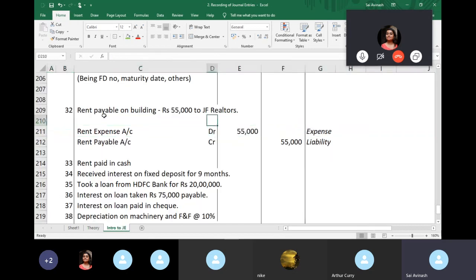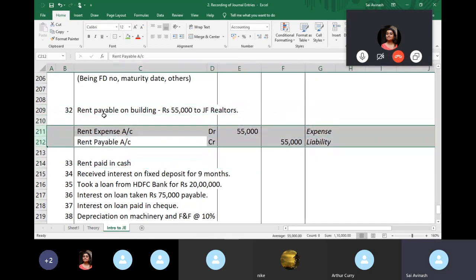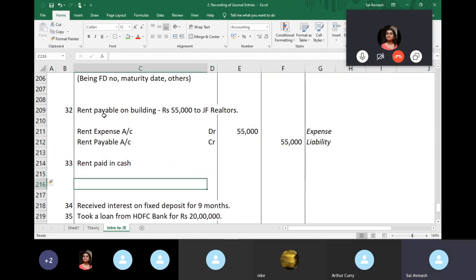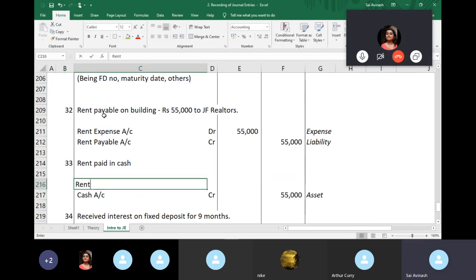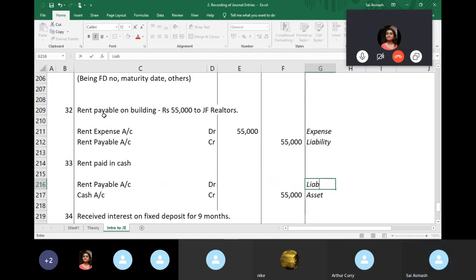So here we are accounting based on the accrual concept. We have a liability as of that date of 55,000, so we account that. Eventually when we pay the rent, I know that my cash is going to reduce, an asset reduces, as I'm paying 55,000. And rent payable, which was my liability, is reducing because I'm paying it. And when a liability reduces, you debit the liability, and that's done.